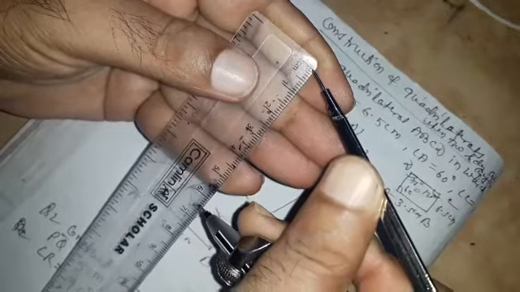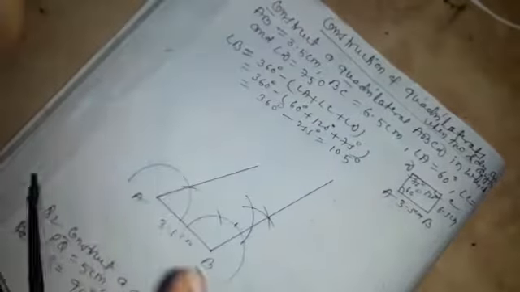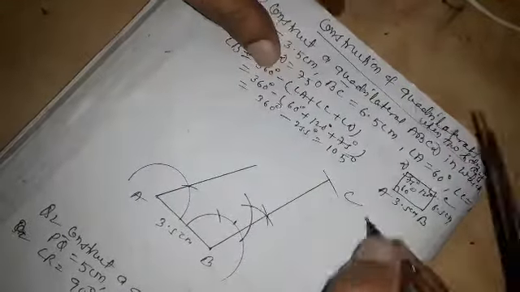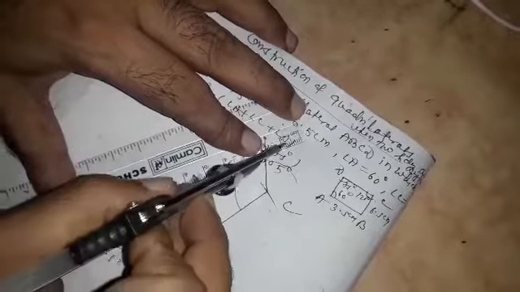Now BC is of length 6.5 centimeters, so cut BC as 6.5 centimeters. Here this is C, and at point C make an angle of 120 degrees and produce this line. Now this one is D.